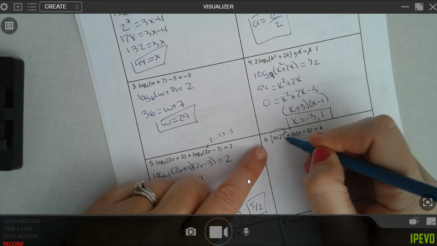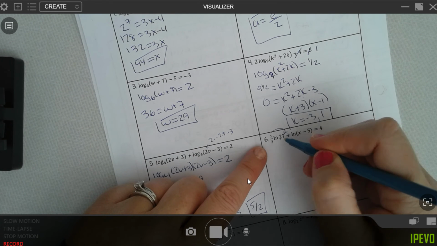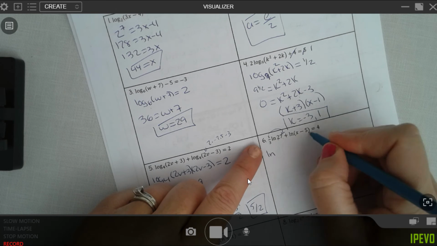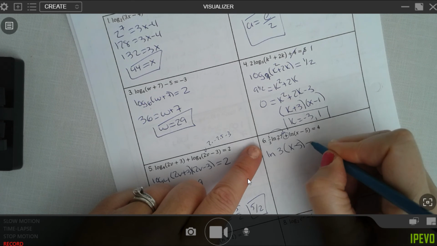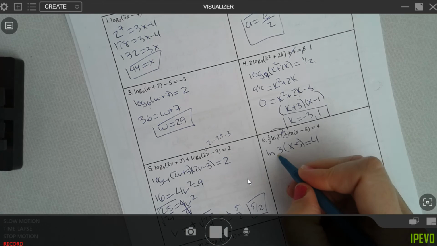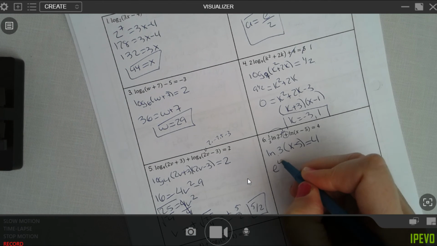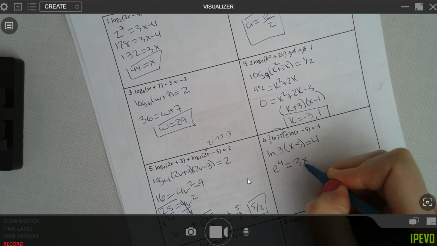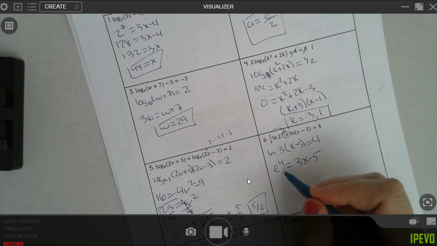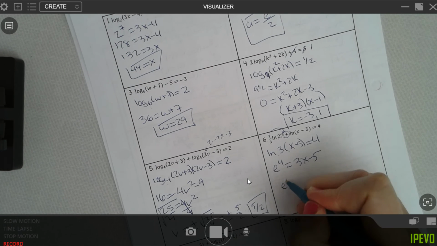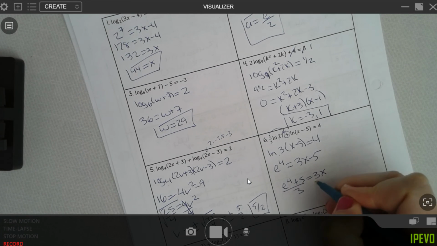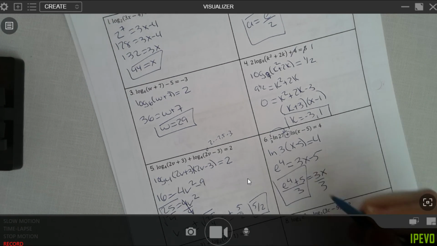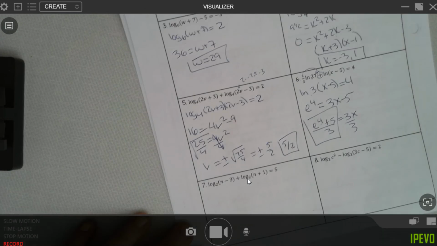So 27 to a 1/3 is the same as 3. So I'm going to rewrite that. So that's 3 times this, because addition means multiplication. Rewriting, remember this is the base e. So I'm going to have e to a power of 4, and I'm going to multiply that in, 3x minus 5. Now I'm going to leave this like this because I don't like decimal answers. So I'm going to go ahead and add my 5 to it. And then divide by 3. So that is the answer for your x.